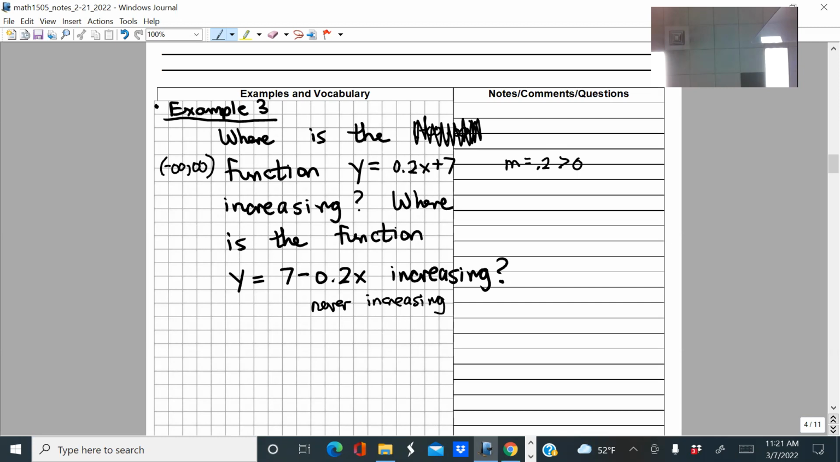Function direction, yeah. I always call increasing or decreasing the direction of the function.